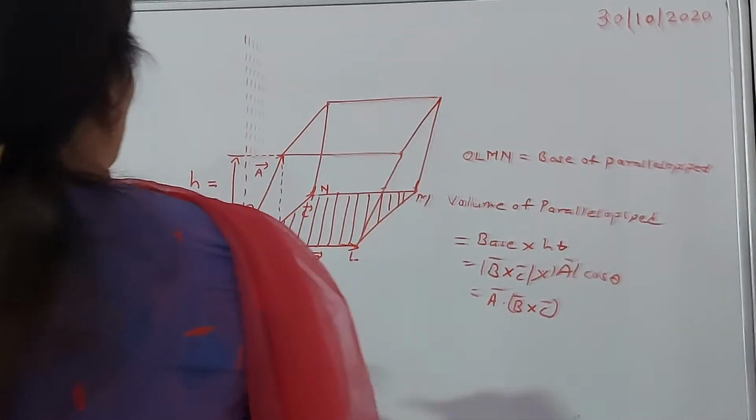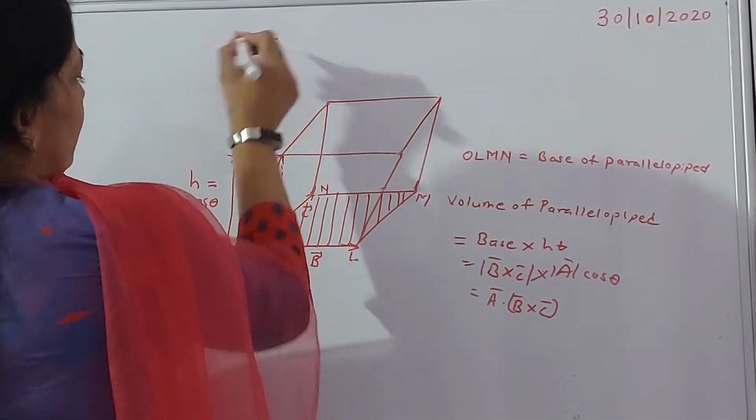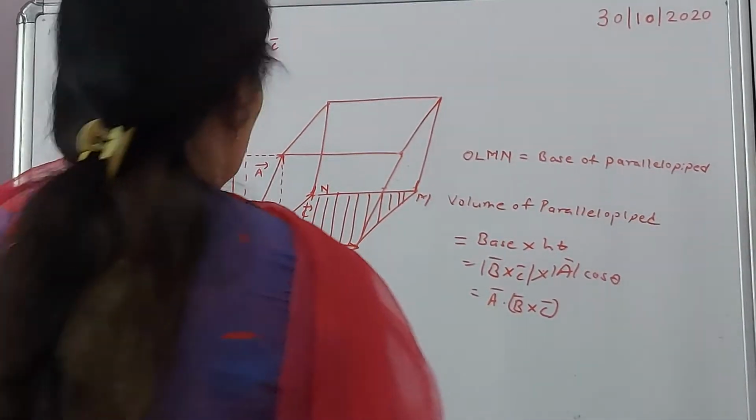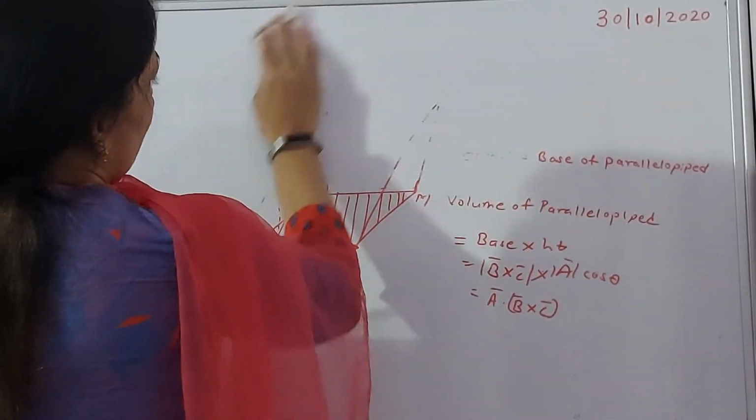Right? So after finishing the scalar triple product, sorry, I forgot this part. This is B cross C. This is B, this is C, this is B cross C. So next will be the vector triple product.